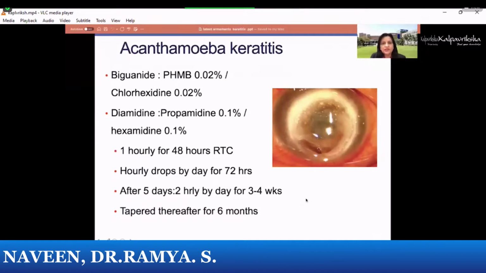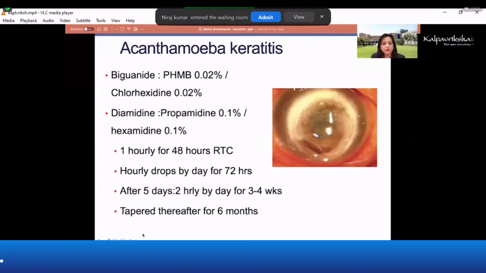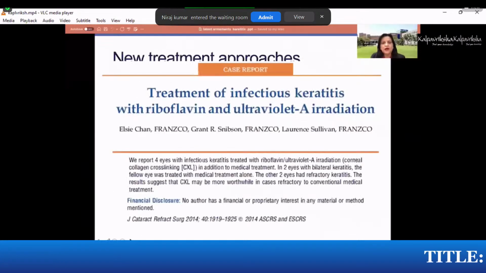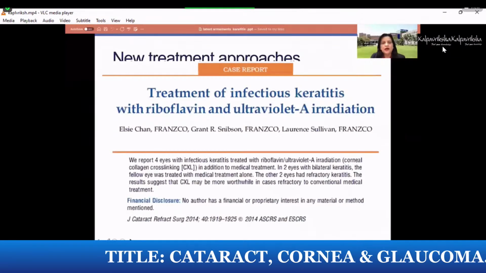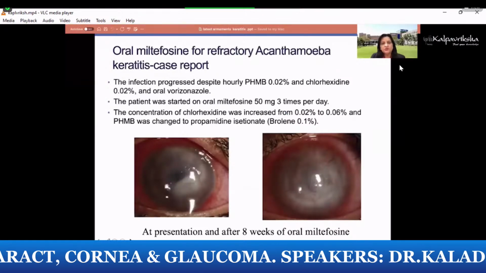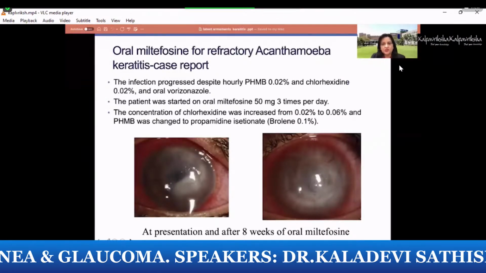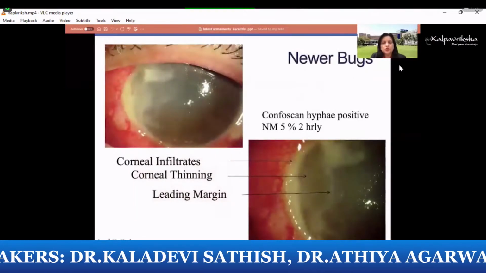Now, coming to Acanthamoeba keratitis, we continue to give biguanides like PHMB and propamidine in combination therapy, but cross-linking does have a role in cases of Acanthamoeba keratitis. And oral miltefosine has been tried in refractory cases of Acanthamoeba keratitis, and it responds to therapy.